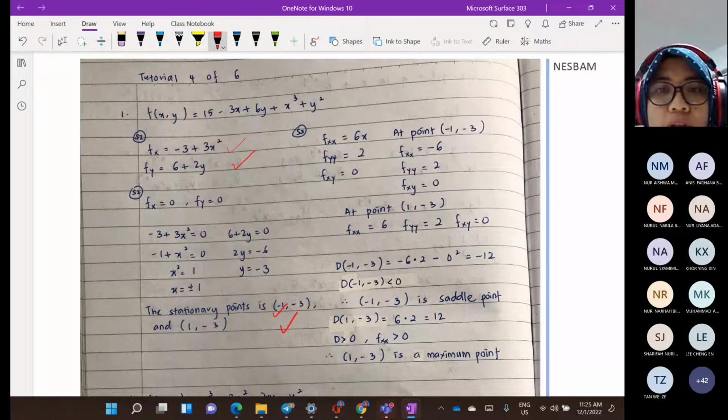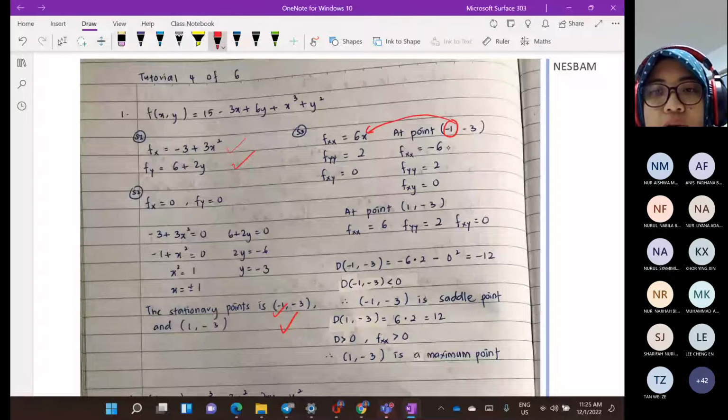Okay, and then your step 3, fxx, fyy, fxy. At point negative 1, negative 3. Okay, f sub xx has x. So, substitute. Okay, substitute: negative 6 to 0.